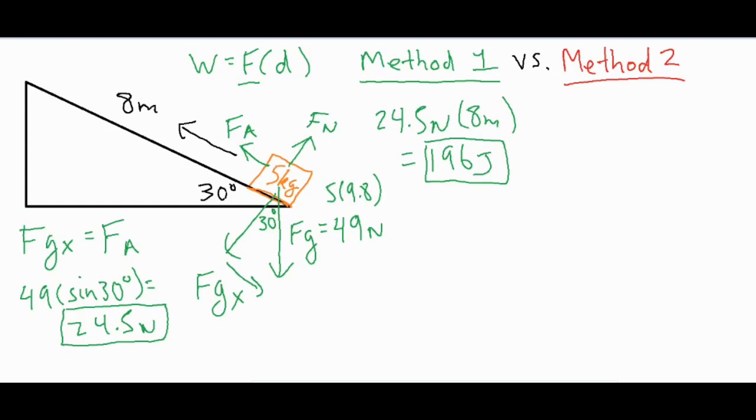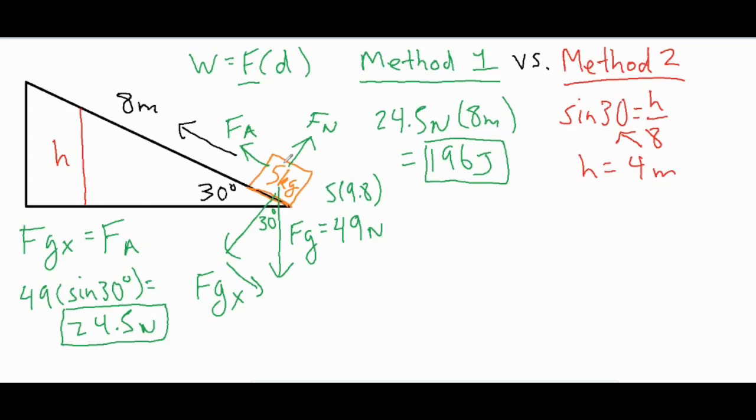Now, method number two is a little bit more conceptual and less mathematical. Now, we know it's being pulled up 8 meters along this ramp, and it's reaching some kind of specific height here. And if we use a little bit of trig, we can use sine, because sine gives us the opposite over the hypotenuse, so the sine of 30 degrees equals the opposite over the hypotenuse. Multiply both sides by 8, and then your height equals 4 meters.